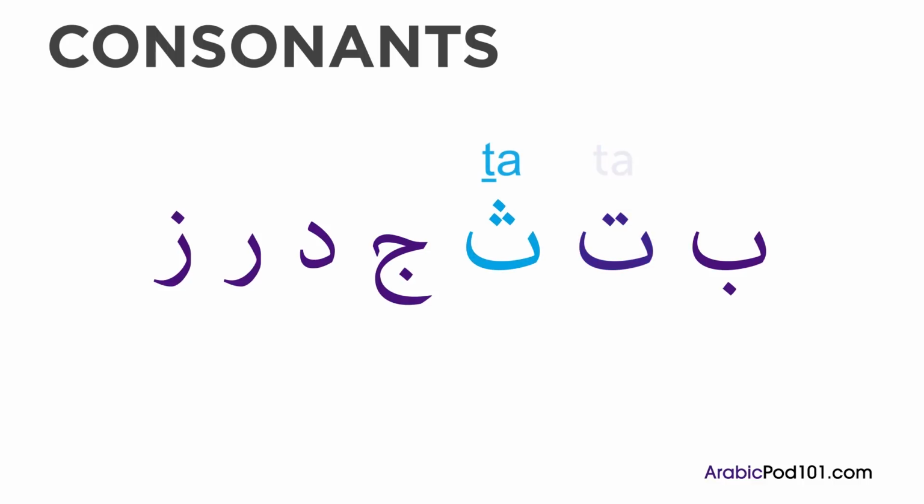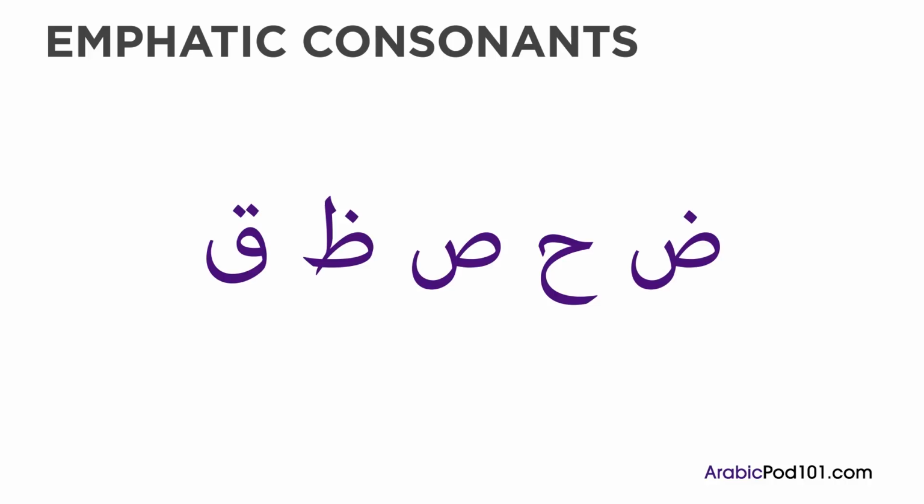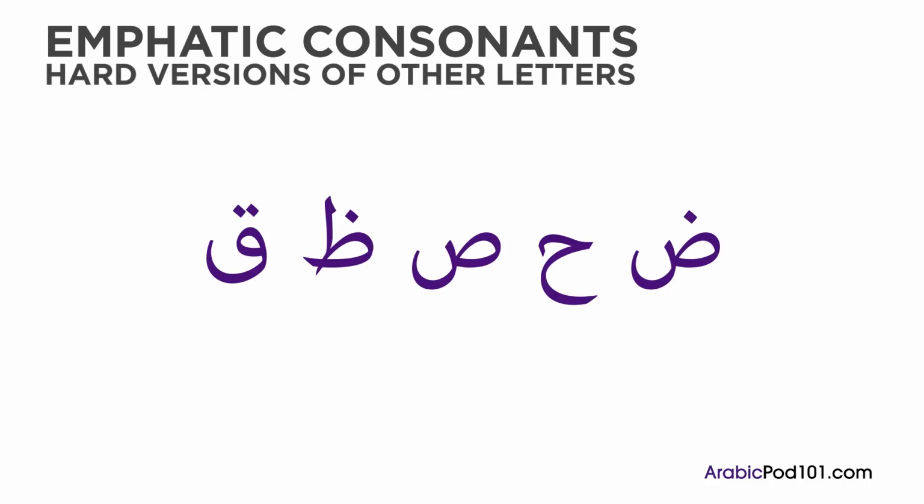تاء ثاء جيم دل را زاء. And so on. 5 consonant letters are emphatic or hard versions of other letters. They're pronounced deeper in the throat. ضاد حا صاد ظا قاف.